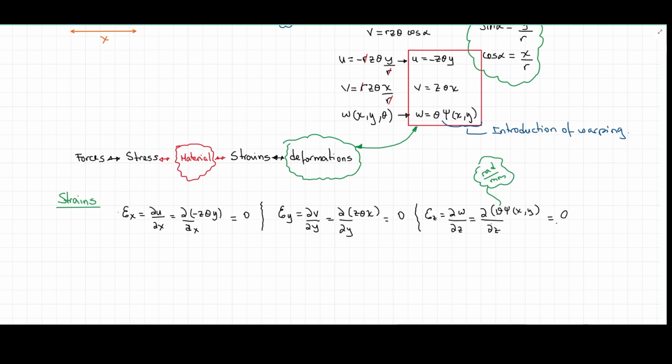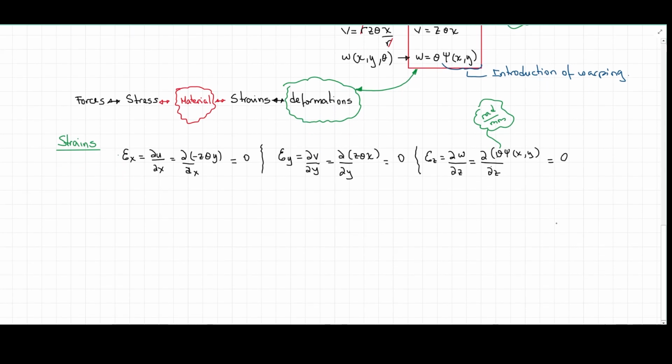Okay, we found 3 components out of the 6 needed to represent this elementary cube. Let's find the other ones. Let's go to the, let's say, shear strains. So let's start in here, for example, with this gamma, which is going to be the definition of this strain in xy.